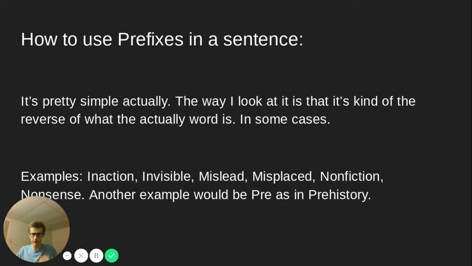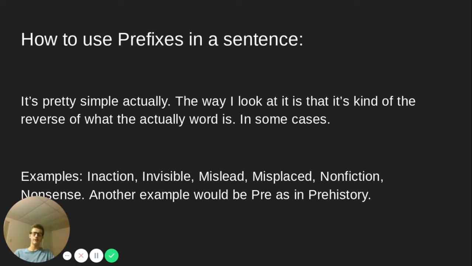Invincible. The same thing really. You're not visible, so you're invincible. Pretty simple stuff. Misled. That happens a lot in high school, doesn't it? Anyway, misled. The prefix in this would be mis. You weren't led properly to the right path, and you got misled. Misplaced. You didn't place something properly. You misplaced it, and you lost it. The prefix in this would be mis.